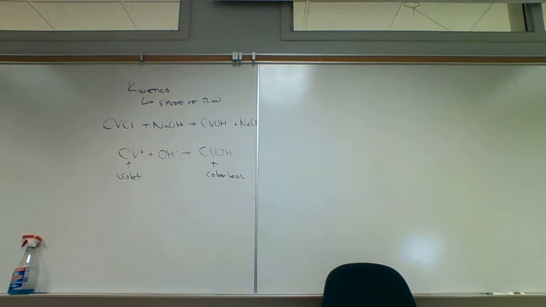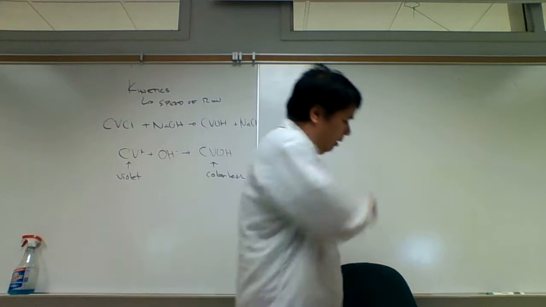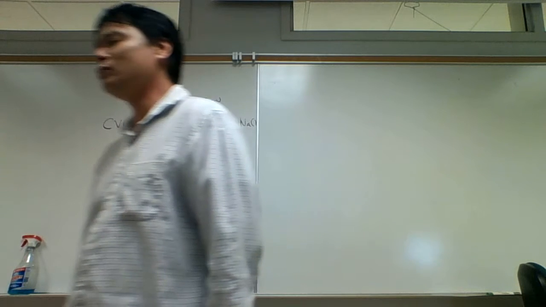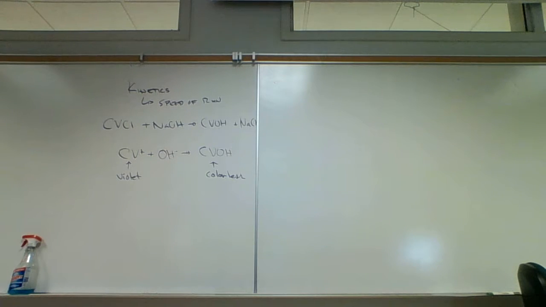When we look at colors of substances, what causes things to be colored? When certain colors are absorbed. So it absorbs a certain color of visible light. How can we tell what colors are absorbed? What would we measure?